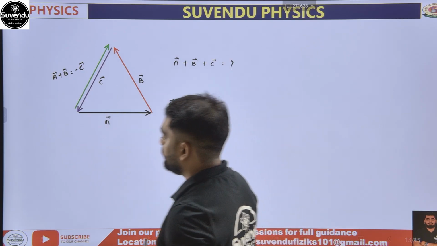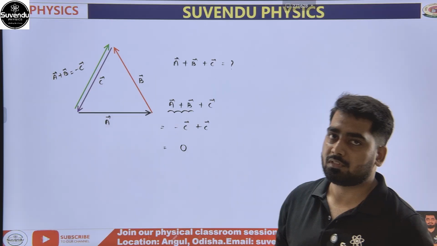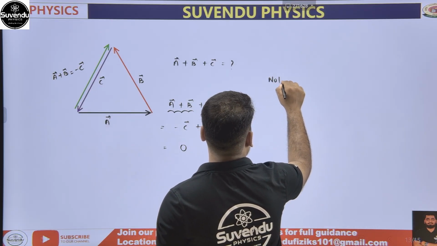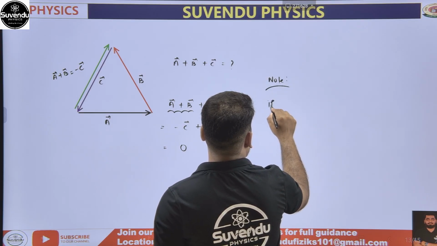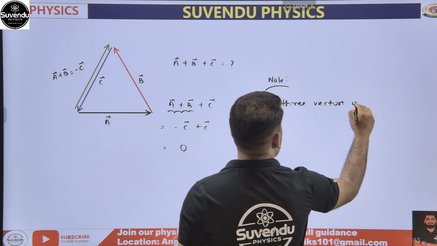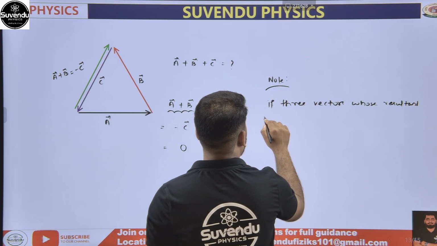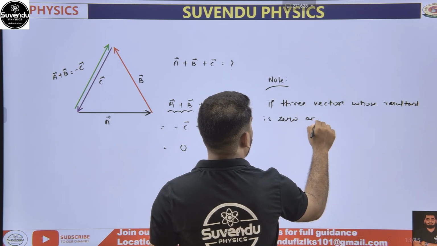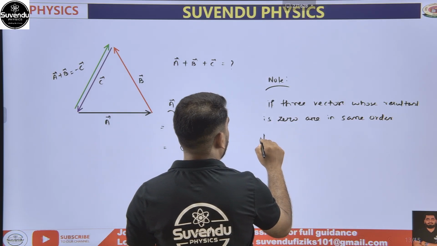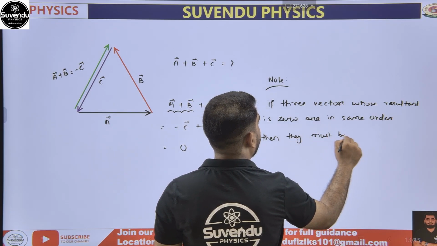So remember, if three vectors are in the same order and their resultant is 0, then they must be coplanar. Note the point: if three vectors whose resultant is 0 are in the same order, then they must be coplanar.